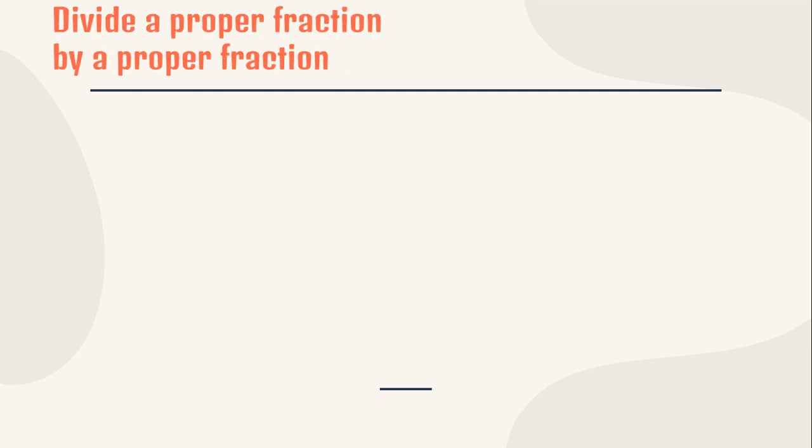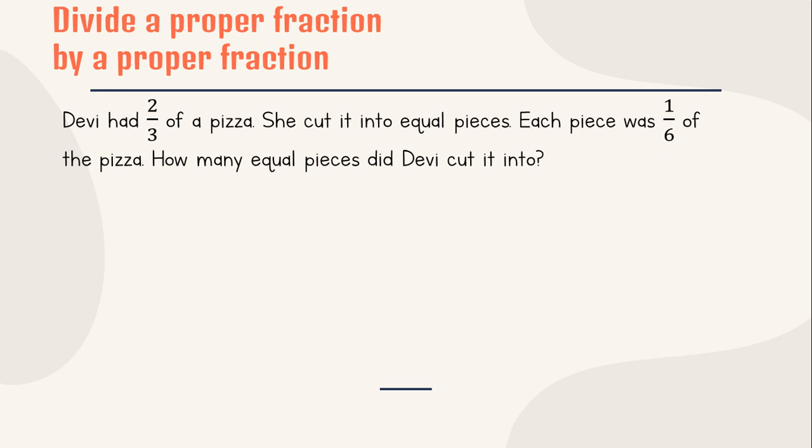So, divide a proper fraction by a proper fraction. Debbie had 2/3 of a pizza. She cut it into equal pieces. Each piece was 1/6 of the pizza. How many equal pieces did Debbie cut it into? So, what do we need? Division, that's right. Debbie had 2/3, which means 2/3 will be the dividend and the divisor is 1/6.